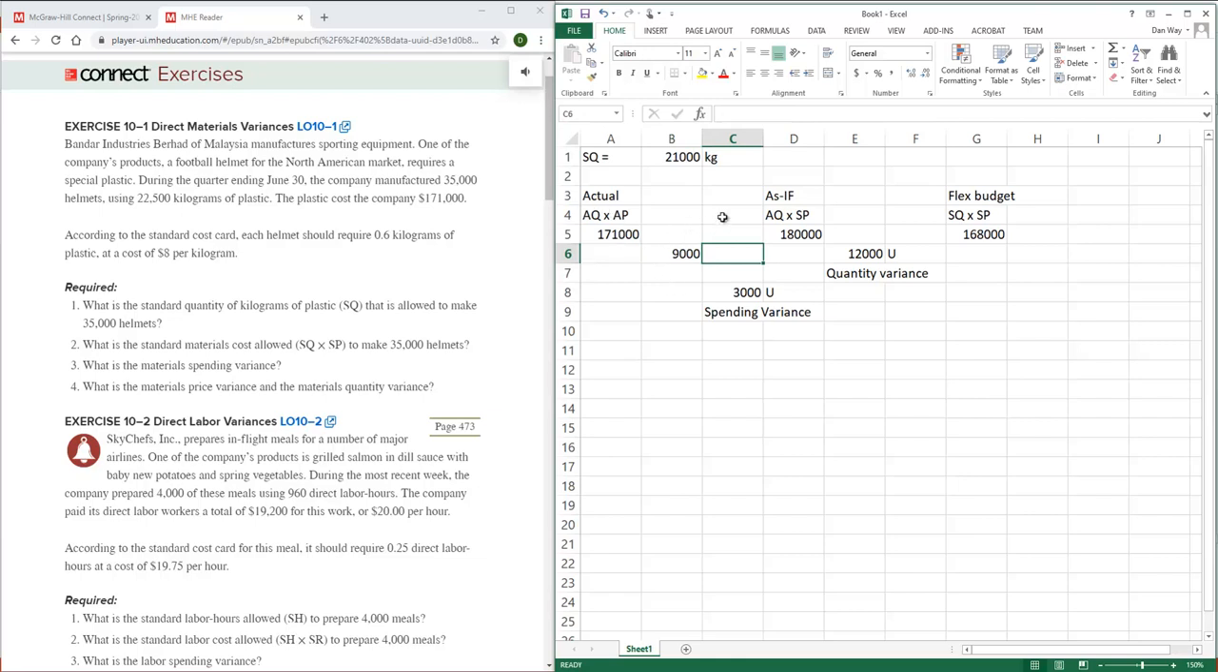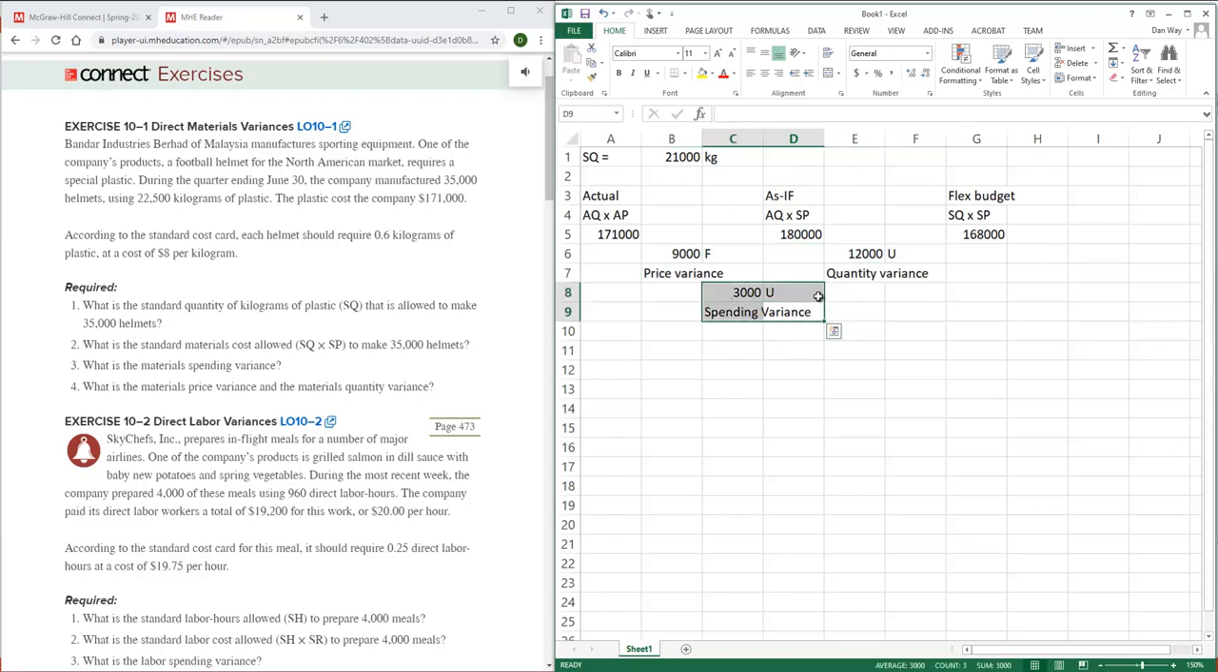The actual is lower than the as-if, so we'd say that's a favorable variance. Again, this is our price variance. As we can see here, if we netted these two lower level variances together, we'd have a $9,000 favorable price variance, $12,000 unfavorable quantity variance, so in total that's a $3,000 unfavorable spending variance.